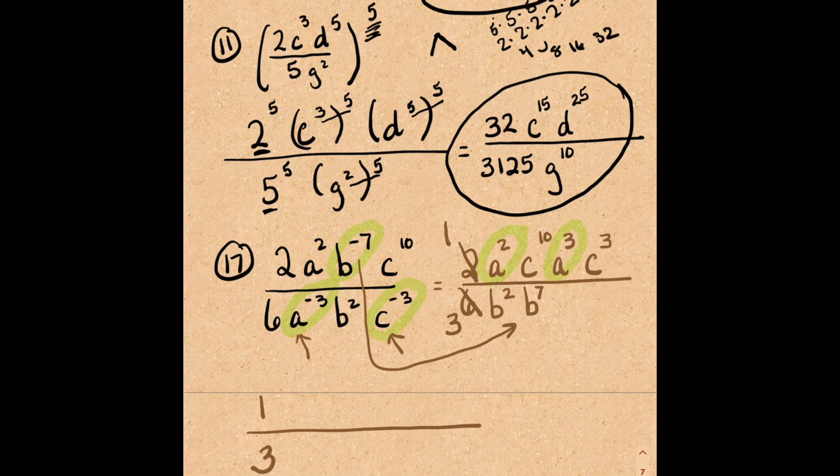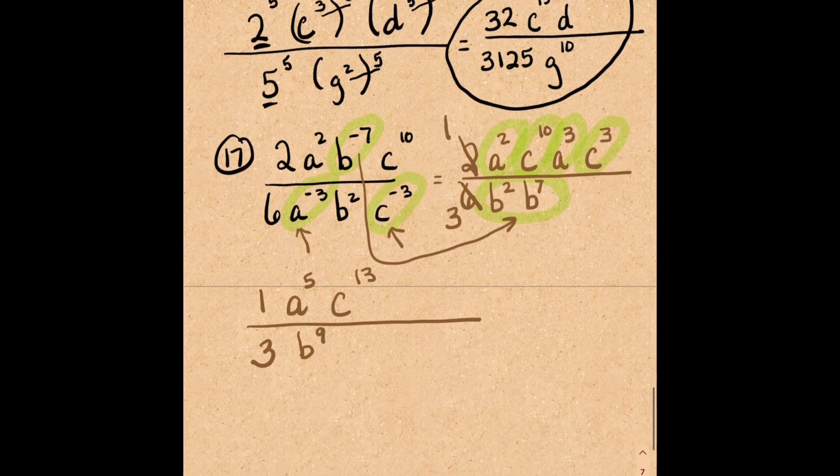If I have a squared times a to the 3rd, that means I have 5 of those a's. So I'm just going to put a to the 5th. I add them. When a squared times a to the 3rd, I add the exponents 2 plus 3. I also have c to the 10th and c to the 3rd. So I'm going to have c to the 13th, 10 plus 3. Okay, on the bottom, I have b squared and b to the 7th. So I'm going to add those guys together and get b to the 2 plus 7 is 9.